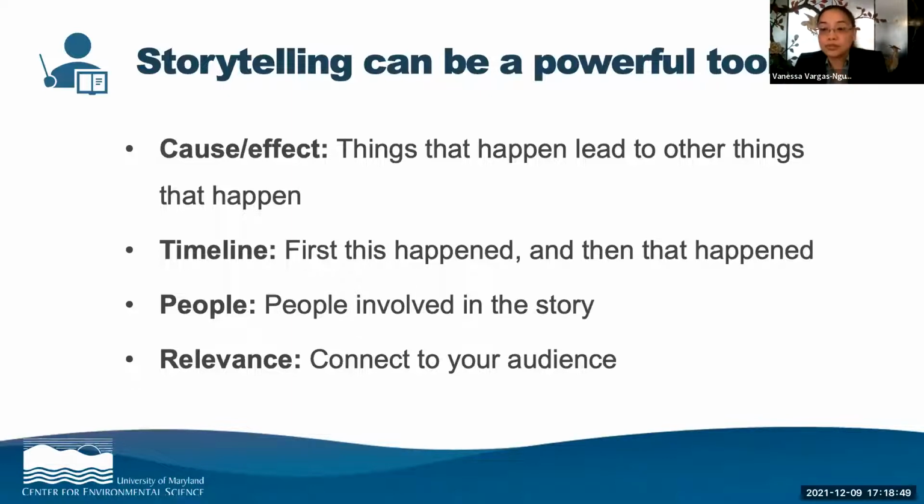So what makes a good story? One thing that makes a good story is causality. We need to establish a cause and effect relationship. Another key element in a story is temporality, which is having a timeline with a beginning, a middle, and the end. The other thing that good stories share is that they have people involved. The problem with science and how we communicate it is that we often just focus on the data and the facts, and we leave out the people part.